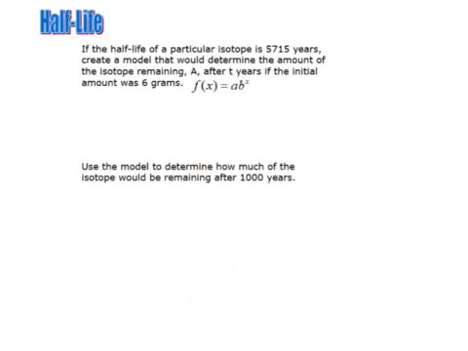The next and last situation we're going to look at is a half-life problem. Half-life literally means that in this particular case, this isotope, after 5,715 years, half of it disappears. 5,700 years later, half of it disappears again, and it continues. So you start with 6 grams. So my model looks like this.